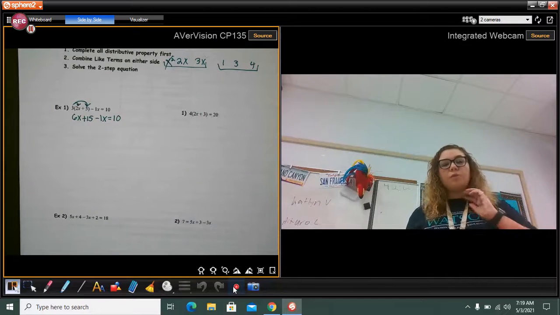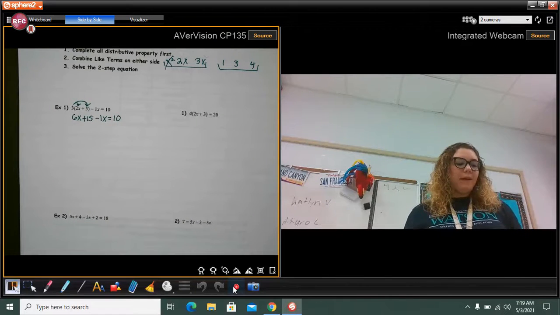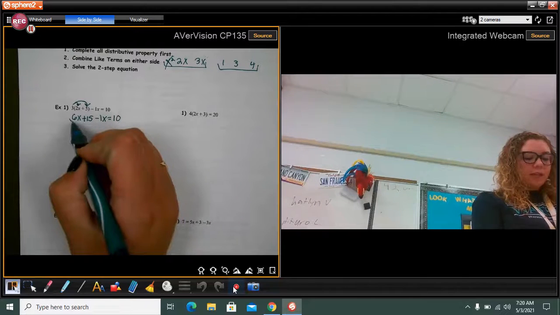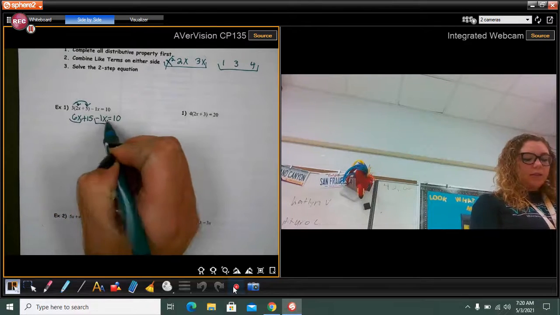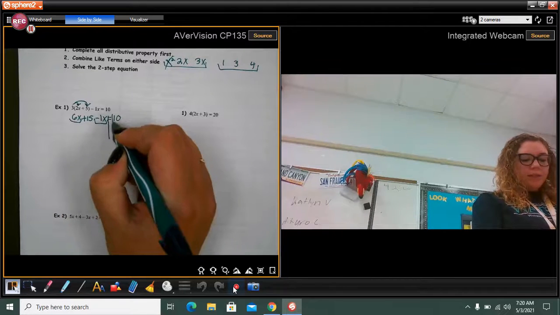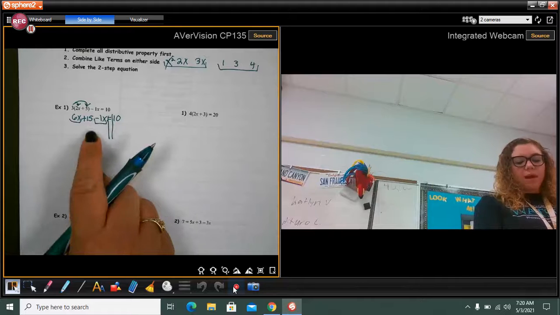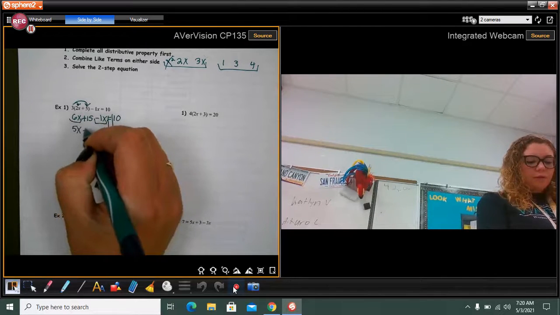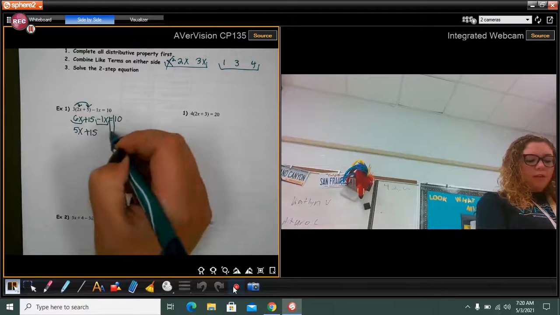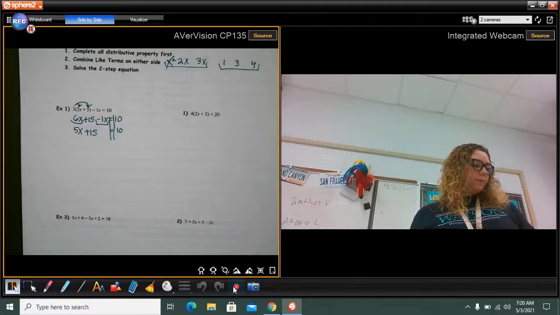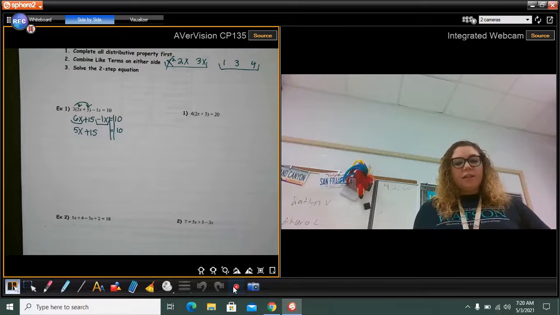Remember, like terms are when you have the same variable with the same exponent. What are my like terms here? It's going to be the 6x and the negative 1x. Since it's on the same side of the equal sign, we're just going to combine them. 6 minus 1 is going to give me 5x. We don't have to do the inverse if we're staying on one side of the bridge. Now this is a 2-step.